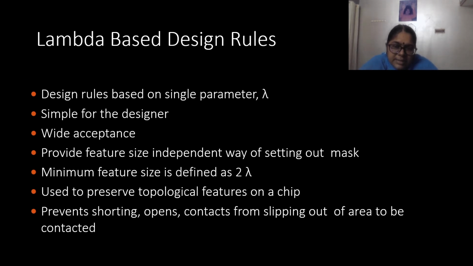So they are simple for the designer. There is wide acceptance to these design rules. They provide the feature size independent way of setting out the mask. Minimum feature size is defined as 2 lambda, used to preserve topological features on a chip, and prevent shortening or open contacts from slipping out of the area to be contacted.